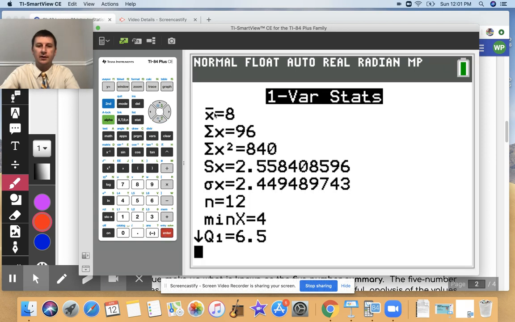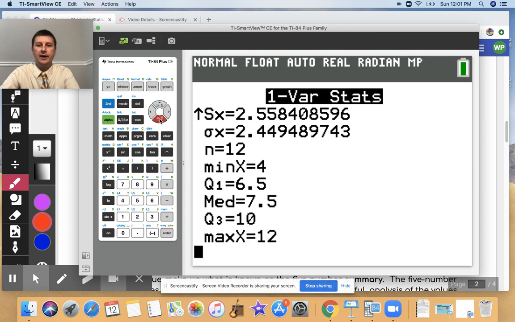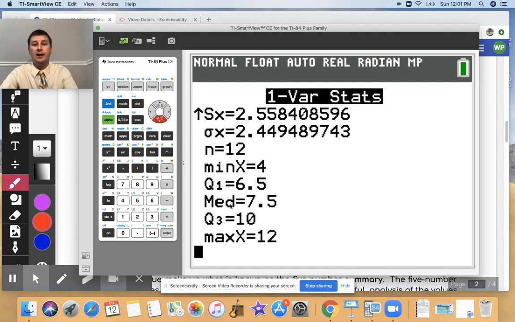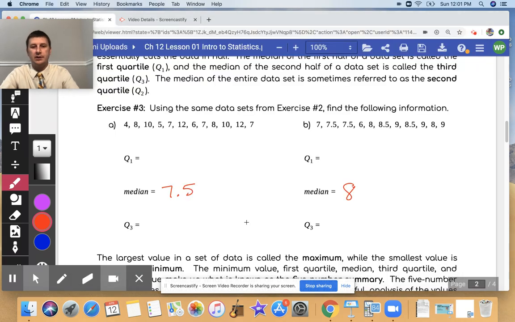And here's our mean again, X bar is our mean, and we're going to scroll on down. And now you might notice something that you might not have noticed in the last exercise, but here's Q1, which is our first quartile, and our third quartile here. So our first quartile is going to be 6.5, and our third quartile is going to be 10.